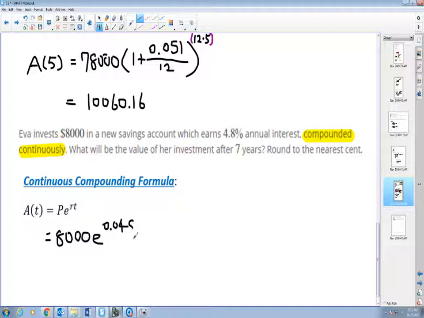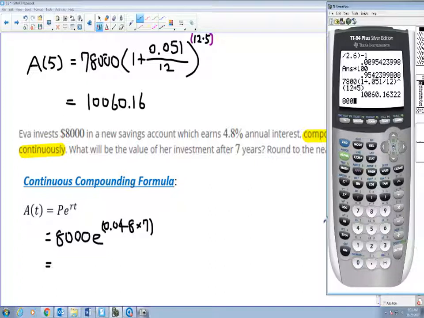0.048 times t is 7 years. Time has to be in years. Alright, I'm going to put that in the parenthesis, because I want the calculator to multiply first before raising base e to that power. So 8,000 times second e to the x.